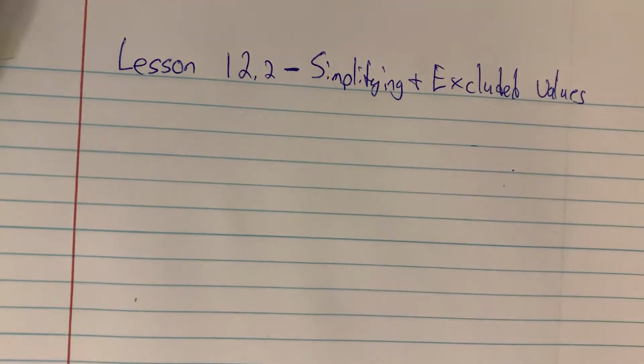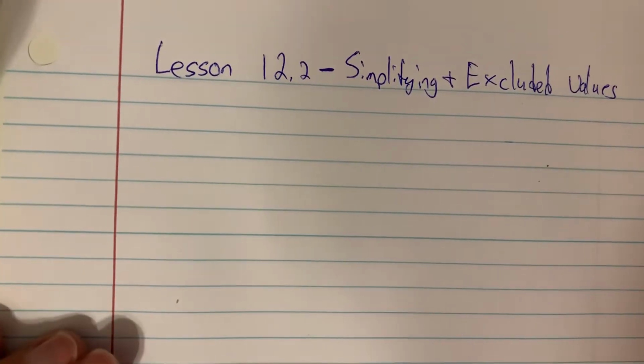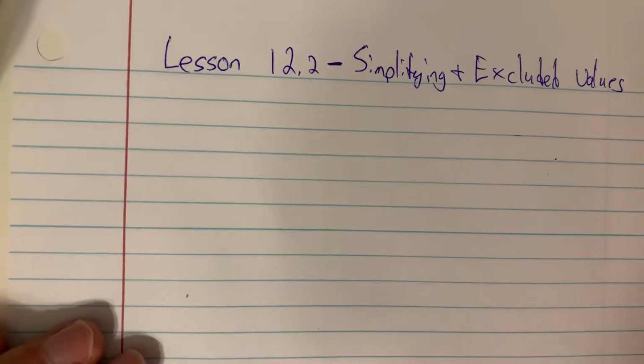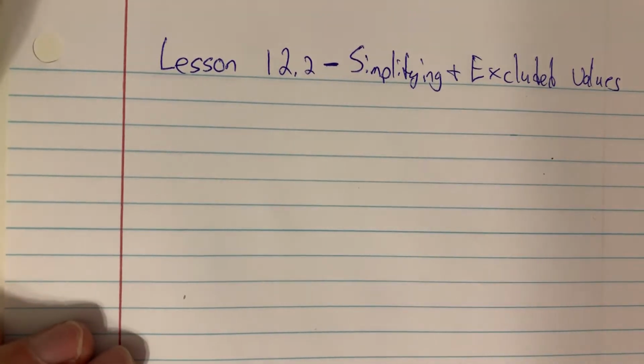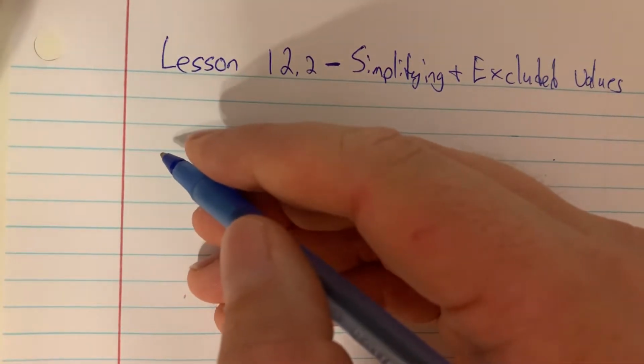This lesson is on simplifying rational expressions and excluded values. And so you should, of course, as always, be taking notes in your notebook and writing down any questions you might have for next class. So we're going to start with what an excluded value is and how it comes into simplifying.